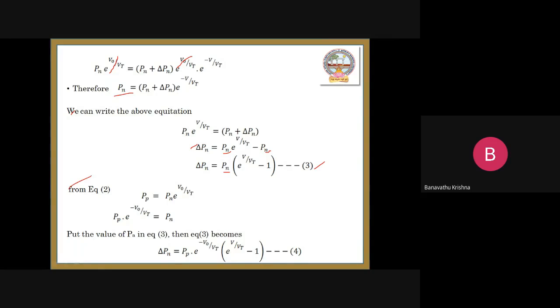Again, taking equation number 2, Pp equal to Pn into e power V0 by Vt. So this value e power V0 by Vt is transferred to the left side. Then it is going to Pn equal to Pp into e power minus V0 by Vt.